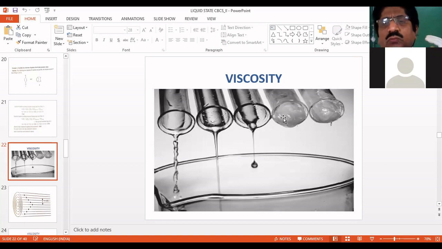Now, to explain what exactly viscosity is: it was believed that in liquid flow, it is a general characteristic of the liquid that it flows from the upper level to the lower level, always from a higher level to the lower level. When the liquid moves from the upper to the lower, it moves in the form of layers.